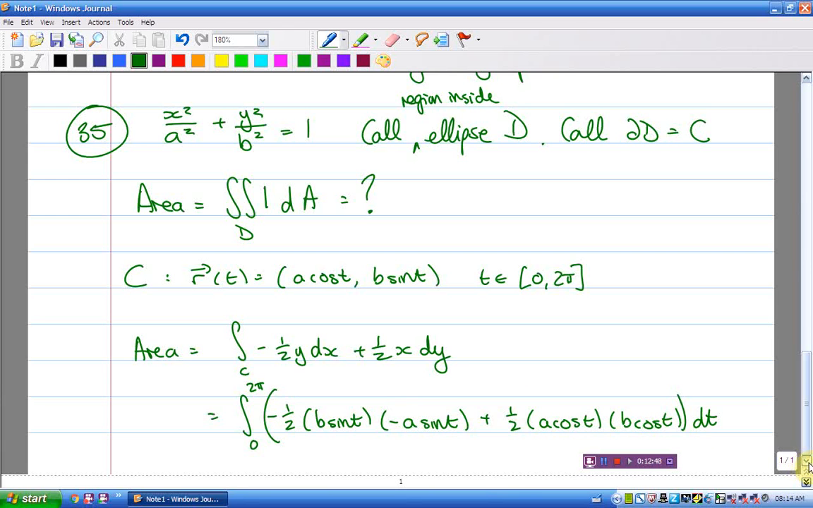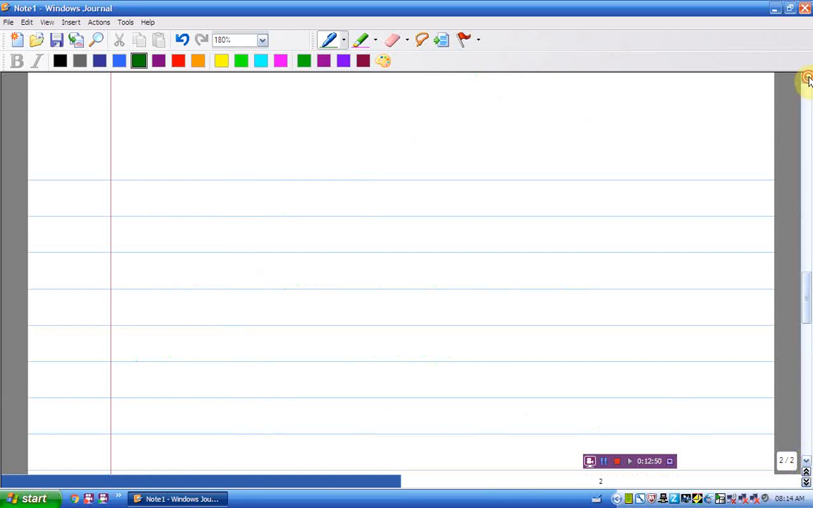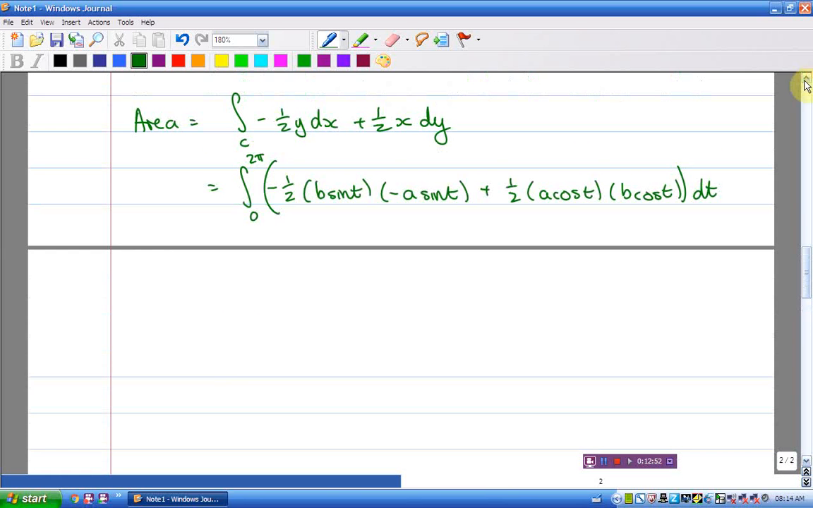Okay. And then I integrate that, sorry, there was a page jump there. Okay, so that's equal to the integral from 0 to 2 pi. Let's just tidy up a little bit. It'll be ab over 2 sine squared t plus ab over 2 cos squared t. Oh, that's rather nice.